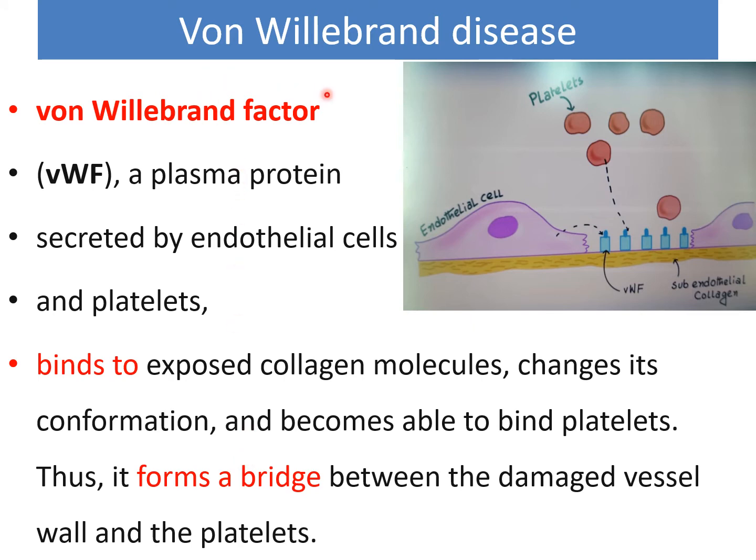Coming to the von Willebrand disease, हमने बहुत पढ़ लिया वॉन विलीब्रैंड फैक्टर के बारे में. अब हम देखते हैं कि एक्चुअली है क्या. This is a plasma protein. Von Willebrand factor is a plasma protein and it is secreted by the endothelial cells and by the platelets. So दो लाइनें आपको डैश नजर आ रही हैं. This is platelet which has secreted the von Willebrand factor, and this is an endothelial which has secreted von Willebrand factor. It binds to exposed collagen.